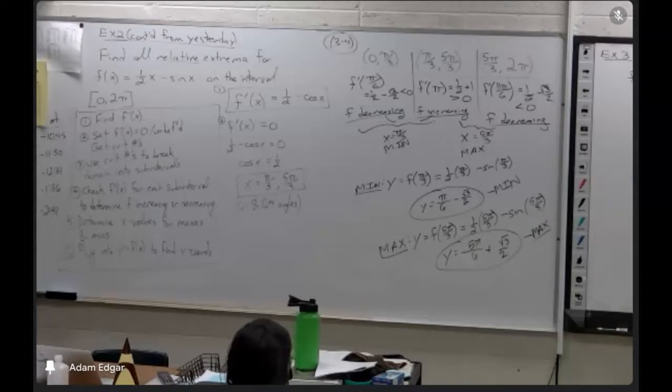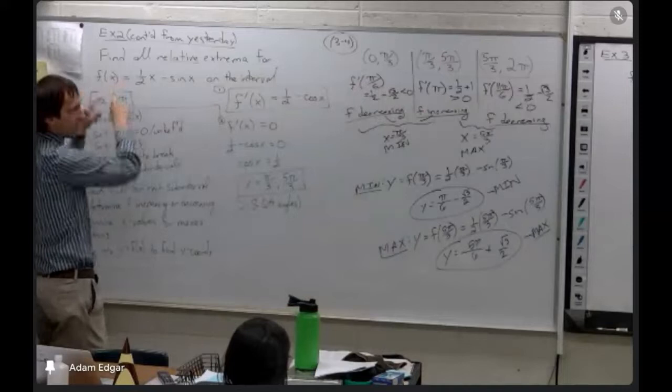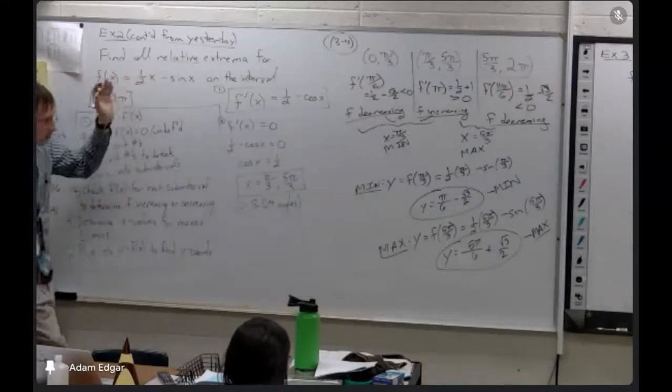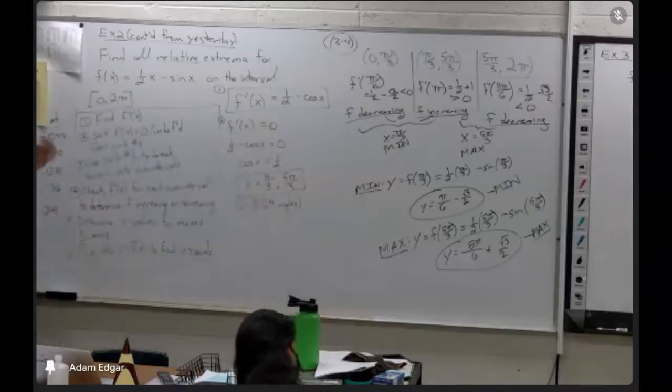If you wanted to find the absolute maximum on the interval and the absolute minimum, you'd also plug in 0 and 2 pi to check your endpoints. But if you only want the relative max and min, you stop there, because relative maxes and mins only happen at critical numbers and we don't care about the endpoints.